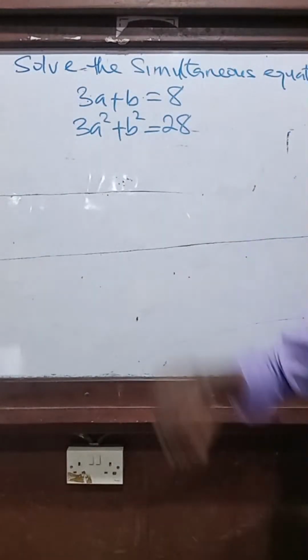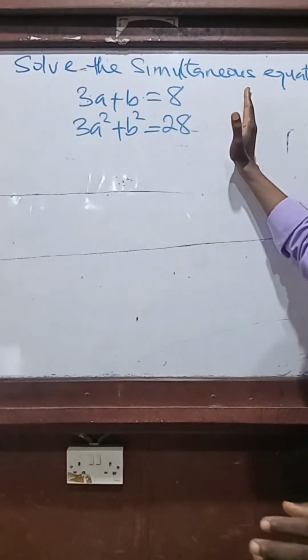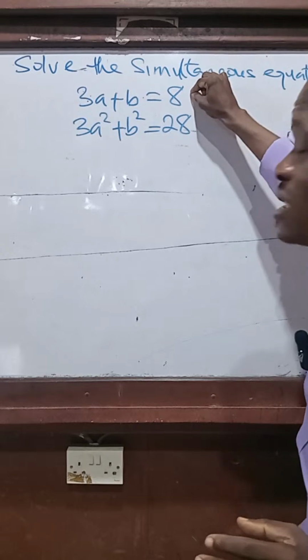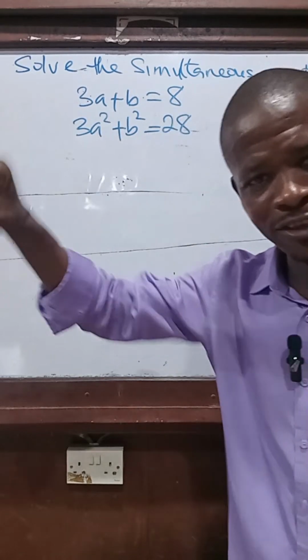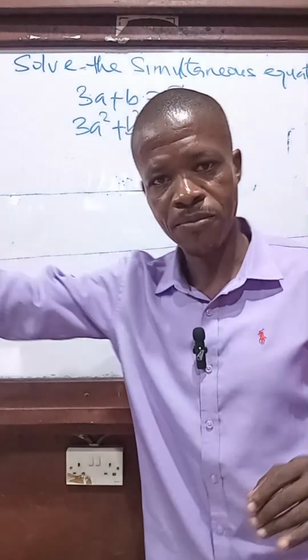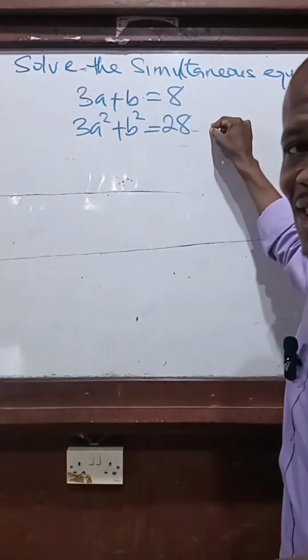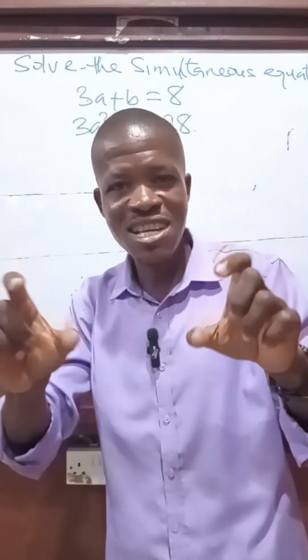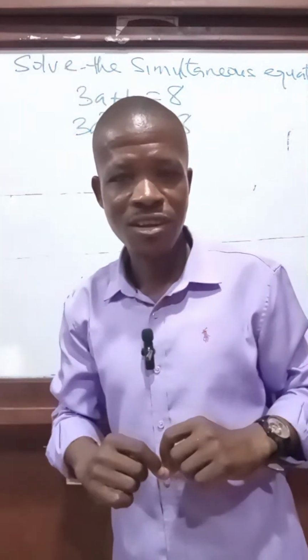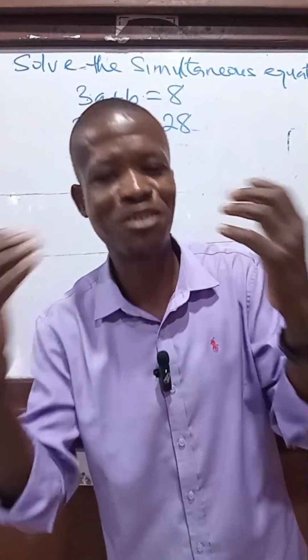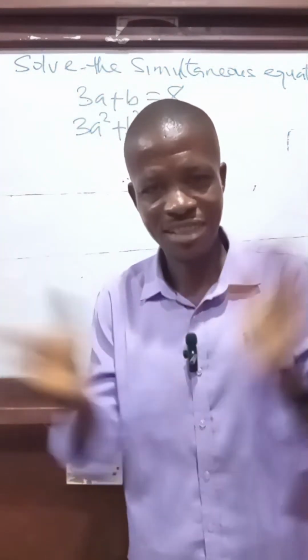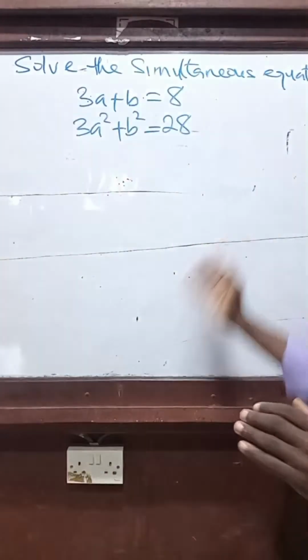Solve the simultaneous equation. If you look at the equation, the first one is linear. The first equation is a linear equation. The second one is quadratic in nature. How do we solve it? That is what we want to do in this question.